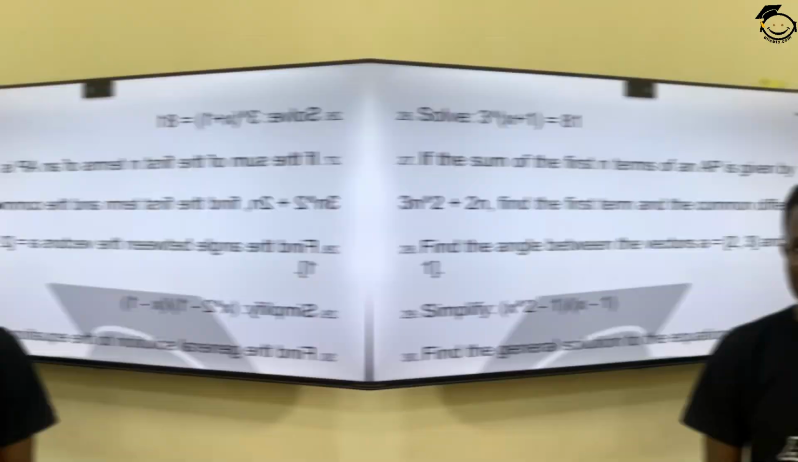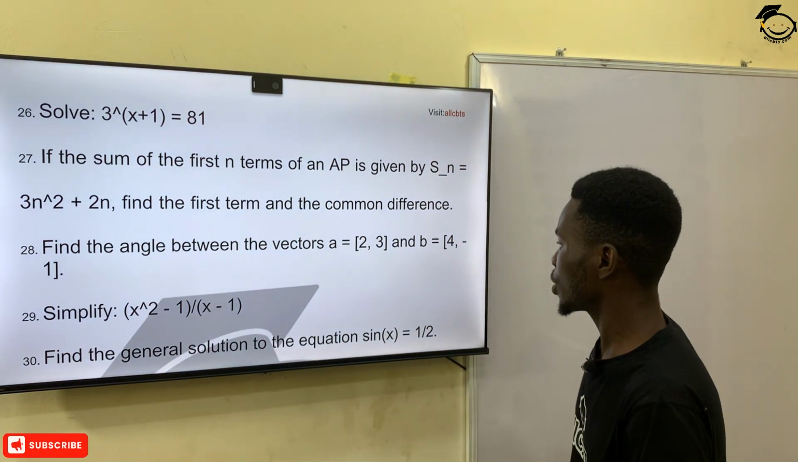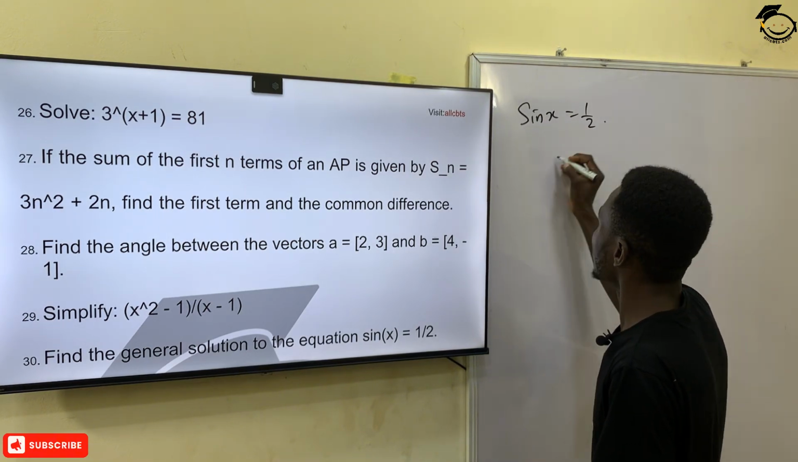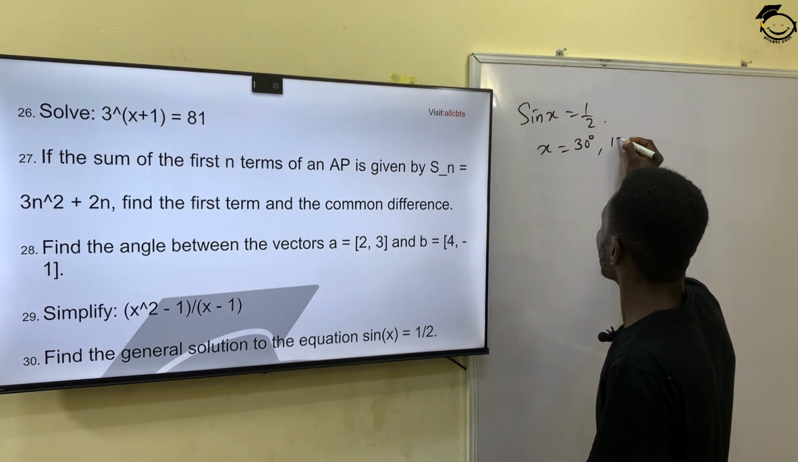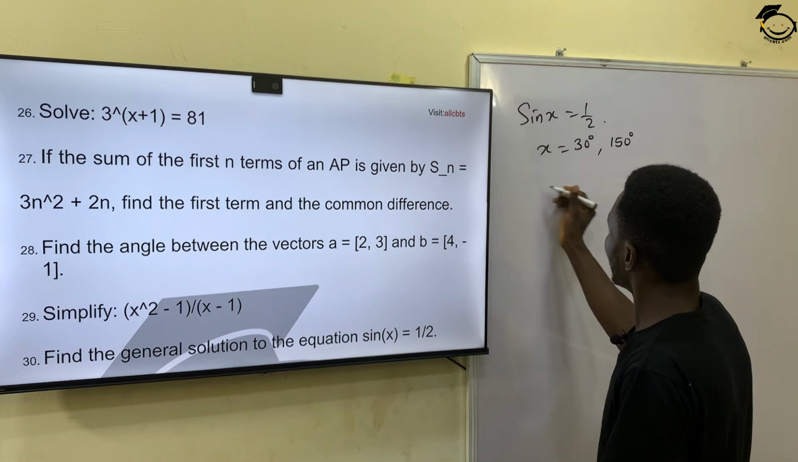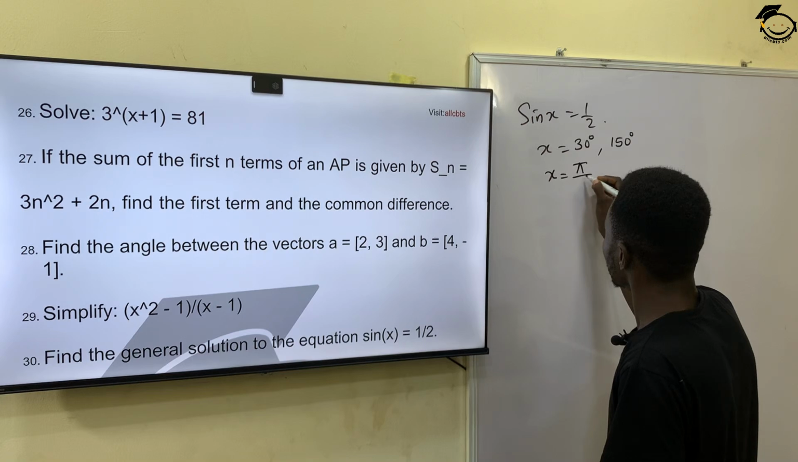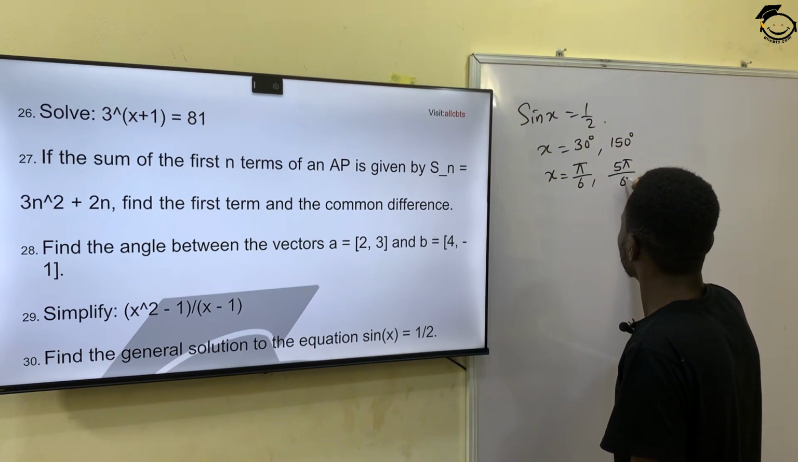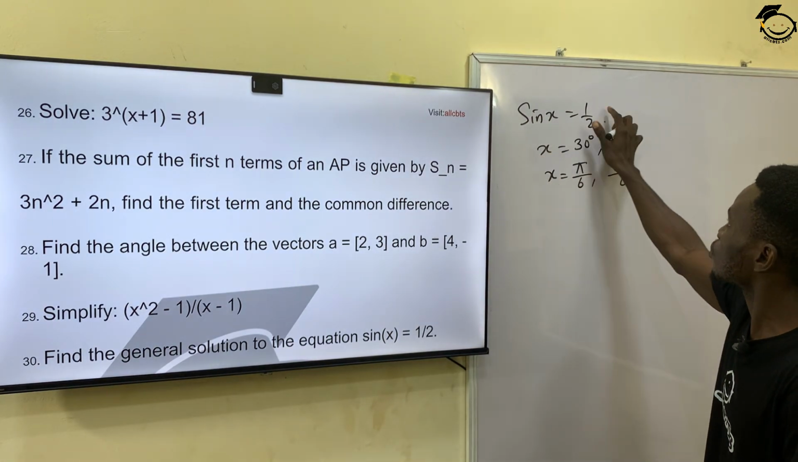So when I simplify that expression, the final answer at the end of the day is x plus 1. So that takes us to question number 30, which says find the general solution to the equation sin x equals 1 over 2. So if my sin x is equal to 1 over 2, this is equivalent to saying that my x is equal to 30 degrees, or you can say that my x is equal to 150 degrees. So this is the same as saying that my x also is equal to pi over 6 rad, or you can say that it is 5 pi over 6 rad.